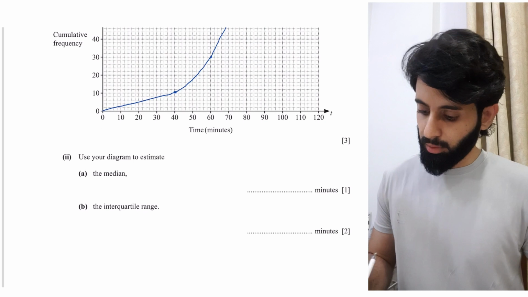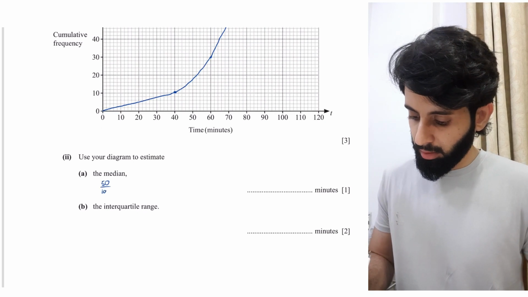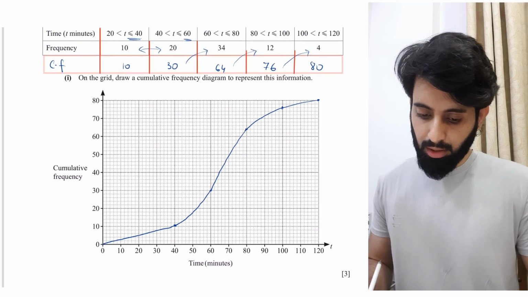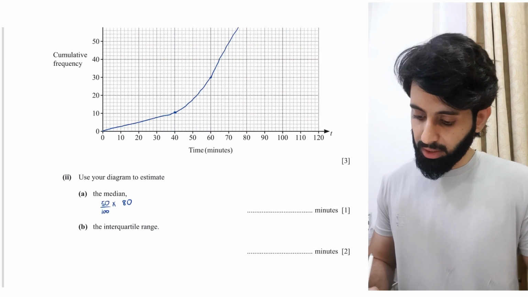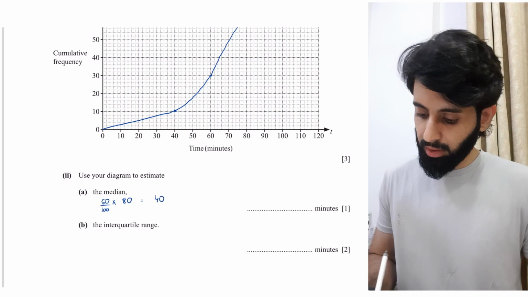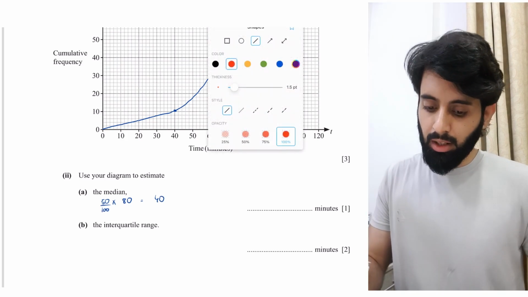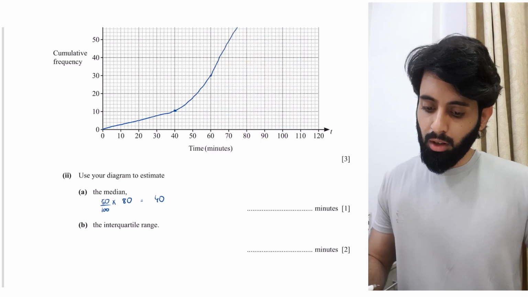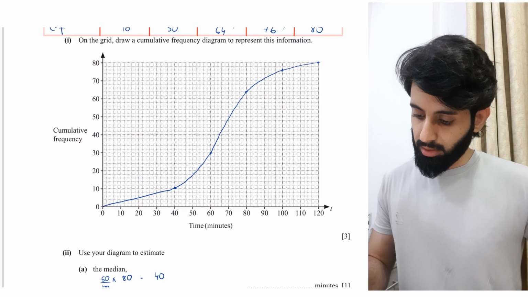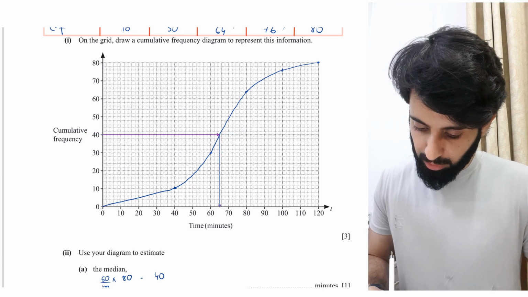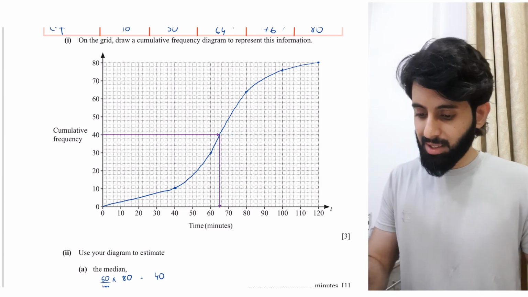Now, median, if you know, is 50% of the total frequency. So that means 50% of 80, since that's what the total frequency is. So that gives us 40. So now remember, don't get carried away and think that 40 is your answer. That's not your answer. It is the corresponding value of 40 that's going to be your final answer. So let's find that out. So here we are at 40. Let's look at the corresponding value. So the corresponding value is between 60 and 70.